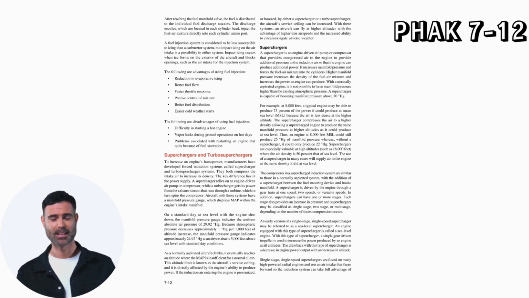For example, at 8,000 feet, a typical engine may be able to produce 75% of the power it could produce at mean sea level MSL because the air is less dense at the higher altitude. The supercharger compresses the air to a higher density, allowing a supercharged engine to produce the same manifold pressure at higher altitudes as it could produce at sea level. Thus, an engine at 8,000 feet MSL could still produce 25 inches mercury of manifold pressure, whereas, without a supercharger, it could only produce 22 inches mercury.